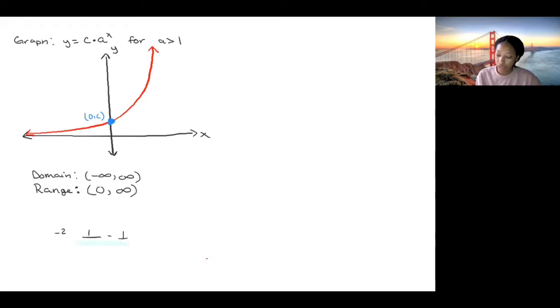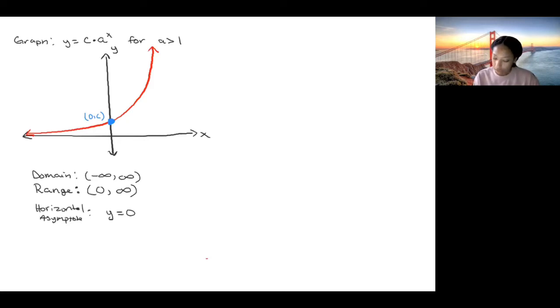I'm just going to erase this little 2 thing. And actually what's happening at the x-axis is we end up getting a horizontal asymptote. The graph, as x gets more and more negative, gets very, very close to 0, but it doesn't actually touch 0. We'll do an example by graphing 2 to the x in just a second. So we have a horizontal asymptote at y equals 0. Y equals 0 is the x-axis.